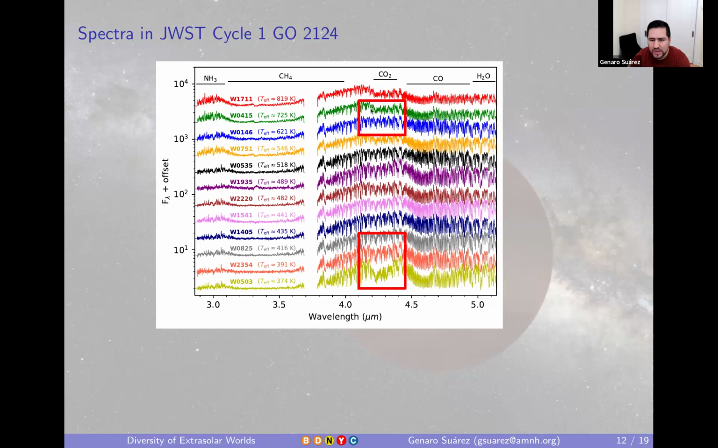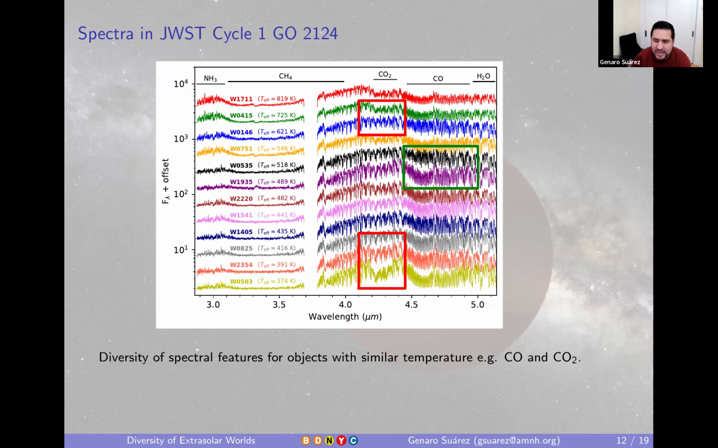So also a CO2 diversity for objects with similar temperature, but also we obtain a similar result for the CO feature. So we have here a strong absorption for the purple spectrum and a flat spectrum or a weak absorption for the black spectrum. So we have a variety of CO2 and CO features in our sample for objects with similar temperatures.